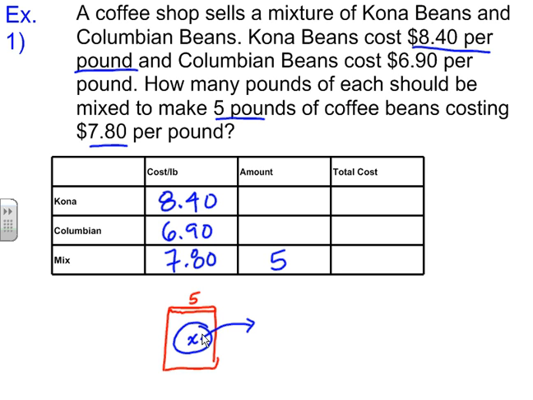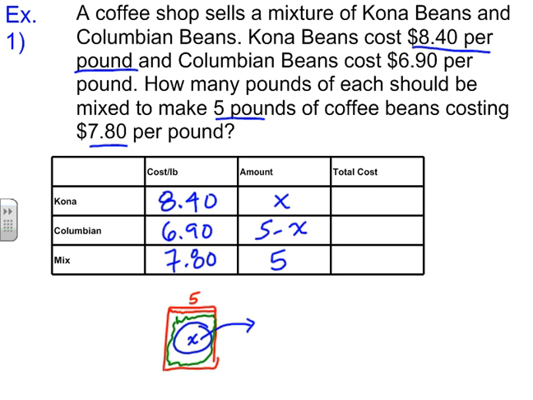So we're going to say that a part of this 5 is X, and where it says Kona beans, I'm going to put an X there. Now, where it says Colombian beans, it's going to be whatever is left over. All of this part here is going to be the Colombian beans. So basically, it's going to be 5 take away X. So that's what I'm going to write down: 5 take away X. That's where all of these numbers come from the paragraph.